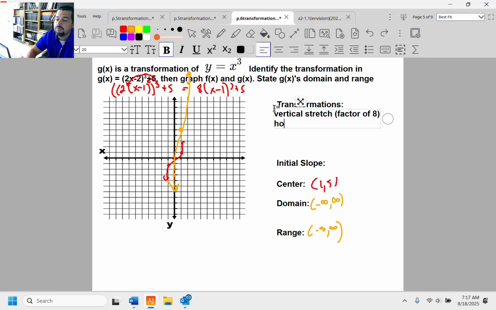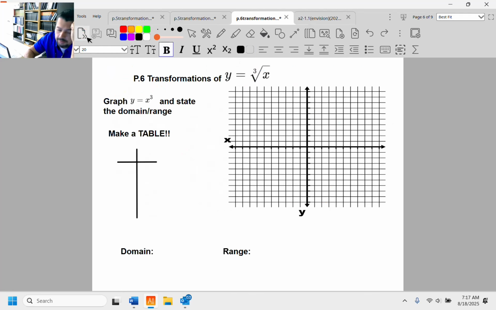It has had a horizontal shift. We write 1. Remember, opposite of this sign right there. We have a vertical shift of up 5. Ta-da! Should be moving on to the cubic root, and we are.